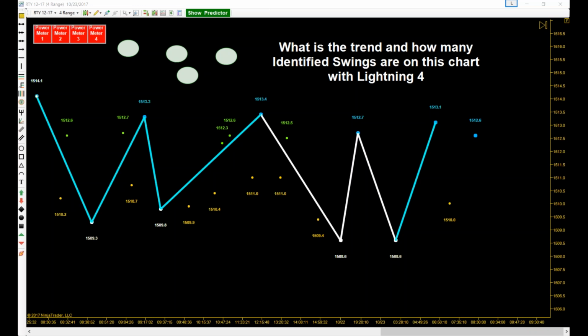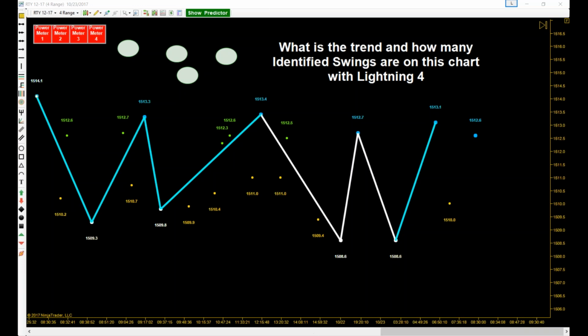Now keep in mind, don't look at these green and yellow. What I'm talking about, forget the green and yellow. What I'm talking about right now is the white and the blue. We're looking at the Lightning 4 right now. Okay. All right. I'm getting some people that are getting it. Good deal. All right. Anybody want to hazard to guess where it's at?